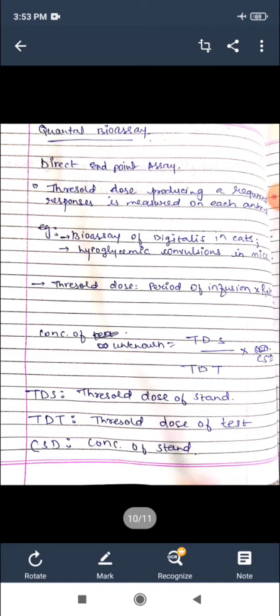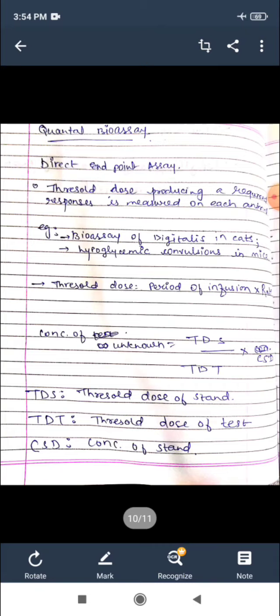Now the quantal bioassay, this is a direct endpoint assay. A threshold dose producing the positive effect is measured on each animal, and then comparison between the average result of the 2 groups of animals is done. The example: the bioassay of digitalis in cats and hypoglycemic convulsions in mice.